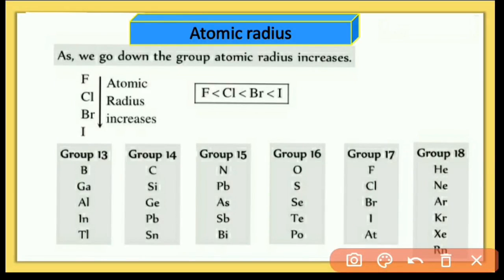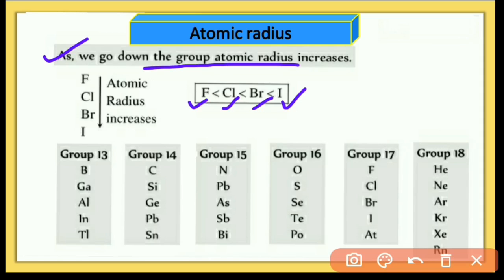Let's see the periodic tendency of atomic radius in group number 17 elements. As we go down the group, atomic radius increases generally due to increasing number of shells. So the order of increasing radius is fluorine, then chlorine with larger atomic size, then bromine, and the largest atomic radius is iodine.